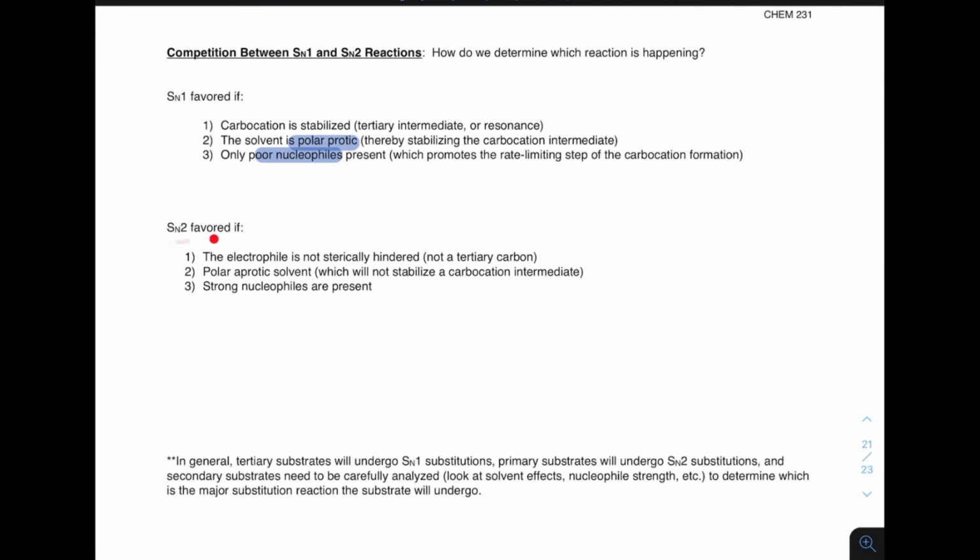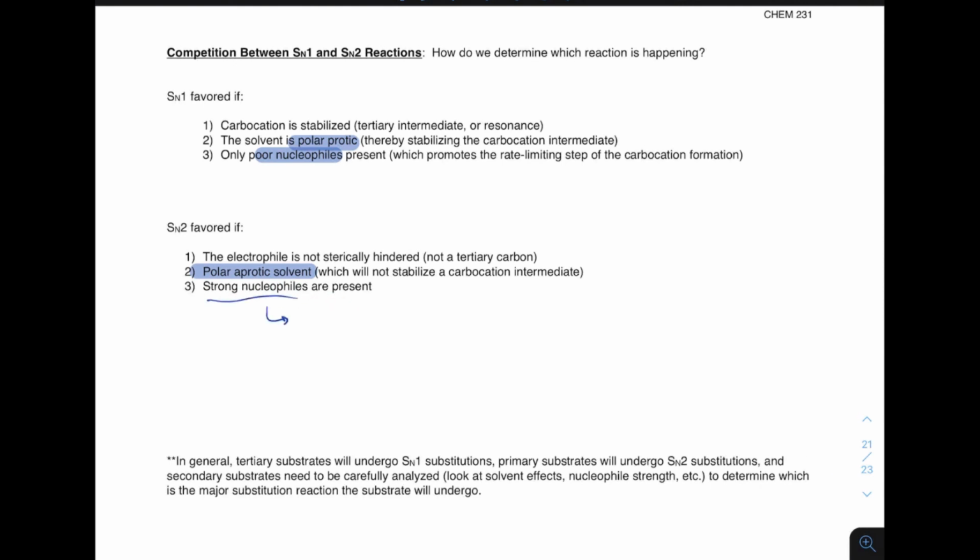So an SN2 reaction is favored if the electrophile is not sterically hindered, so essentially it is not a tertiary carbon. We have a polar aprotic solvent, right? Acetone, DMSO, DMF, acetonitrile, right? Because a polar solvent will end up stabilizing a carbocation intermediate. So we want a polar aprotic solvent, which doesn't do as good of a job as that. And we have strong nucleophiles present, right?